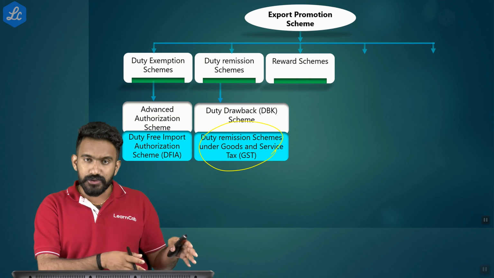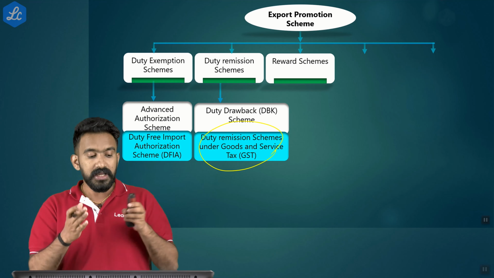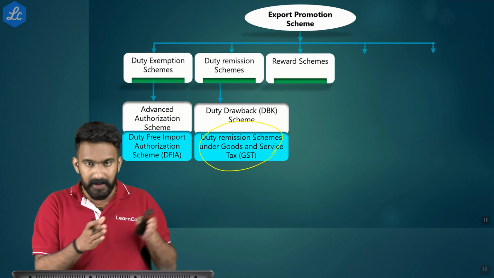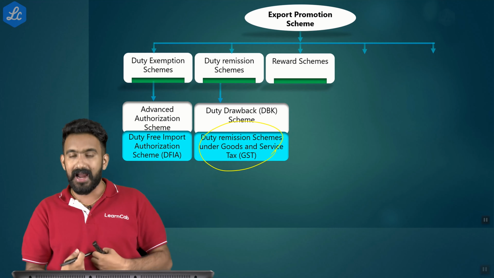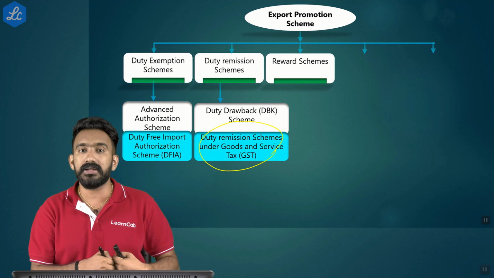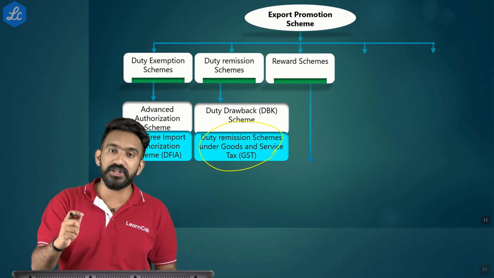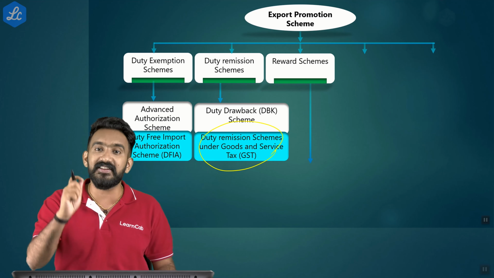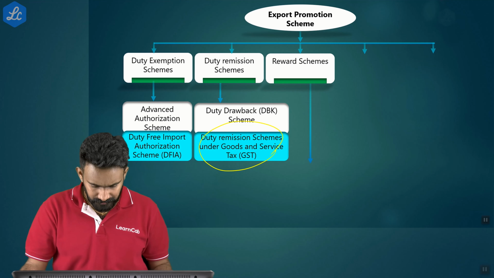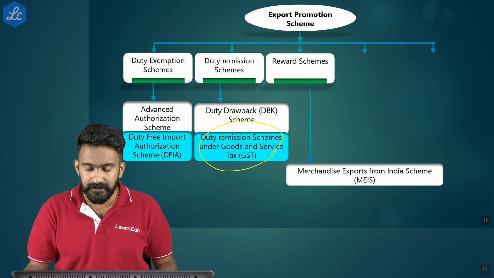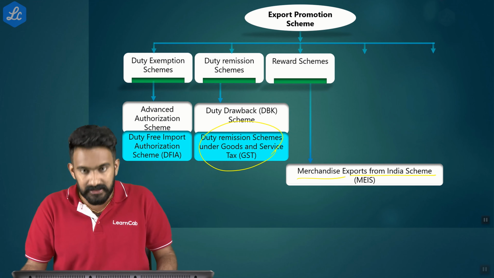Not only exemption schemes and remission scheme, you do have reward schemes. In case of exemption schemes, you don't pay any duty. In case of remission schemes, you pay duty and get a drawback on that, refund of that. In reward schemes, you actually get a percentage of your export as a reward or an incentive for you in terms of scripts. There is MEIS scheme, which is called as Mercantile Export from India schemes.